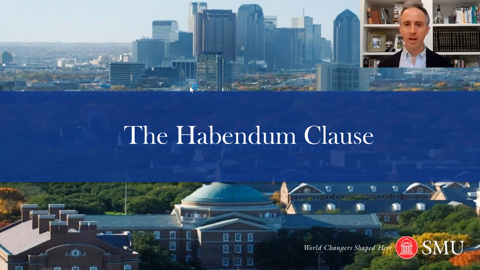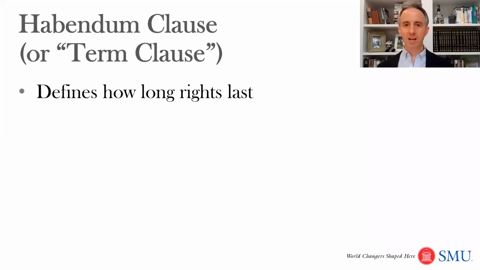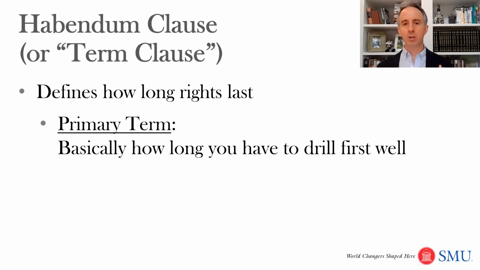So the Habendum clause, sometimes it's called the term clause because it tells you the term for which you get to continue operating that lease. So it defines how long your rights last as an oil and gas company, and that primary term is basically how long you have to drill that first well. And we'll see that there's some complications.